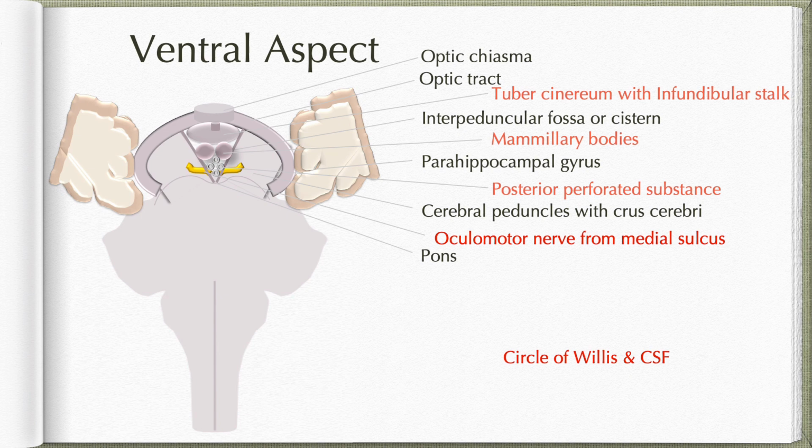In addition to these features, we also see on the ventrolateral aspect the emerging trochlear nerves. These will have exited on the dorsal surface of the midbrain. They wind round the lateral aspect of the midbrain and will be seen on the ventrolateral angle here before they pierce the tentorium cerebelli.